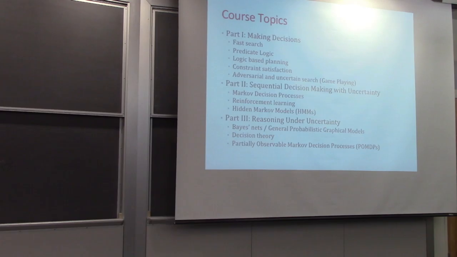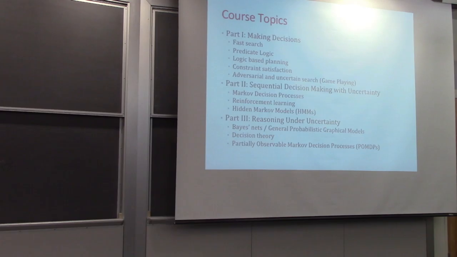We can roughly break the course into three sections. The first part is about making decisions when we know about the world without much uncertainty. We're going to look at search, logic, planning with logic, and some gameplay. We're also going to look at sequential decision making where there is some uncertainty. These will use Markov decision processes as the underlying model, and we'll look at doing reinforcement learning with this.